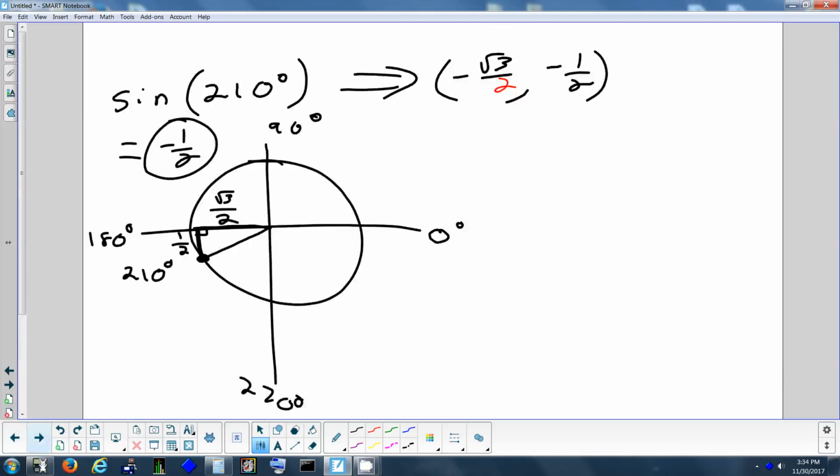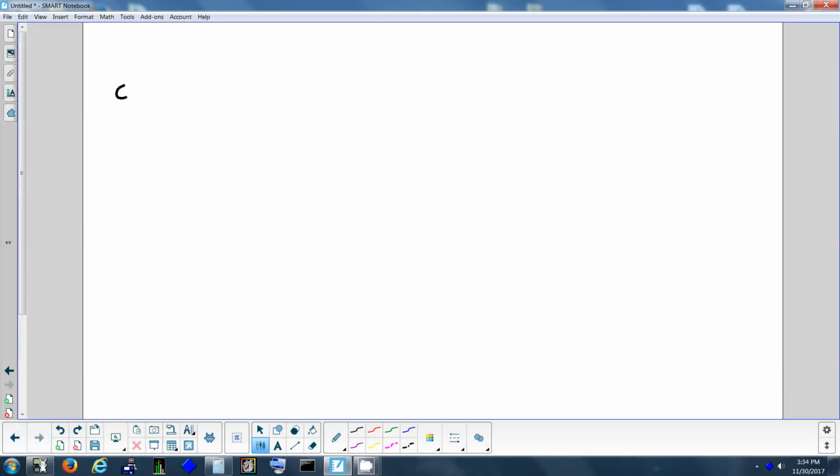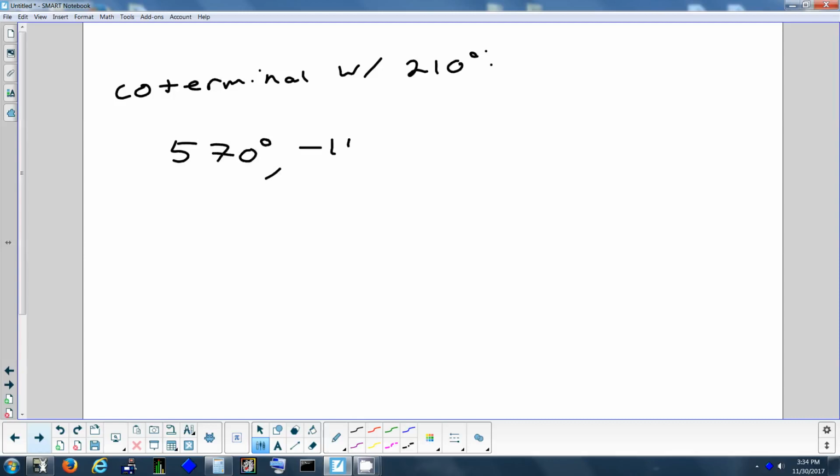Tell me an angle that would be coterminal with 210. 570. How'd you get that? Add 360. How about another one that's negative? Negative 150. So if you add or subtract 360, you can get angles that are coterminal.